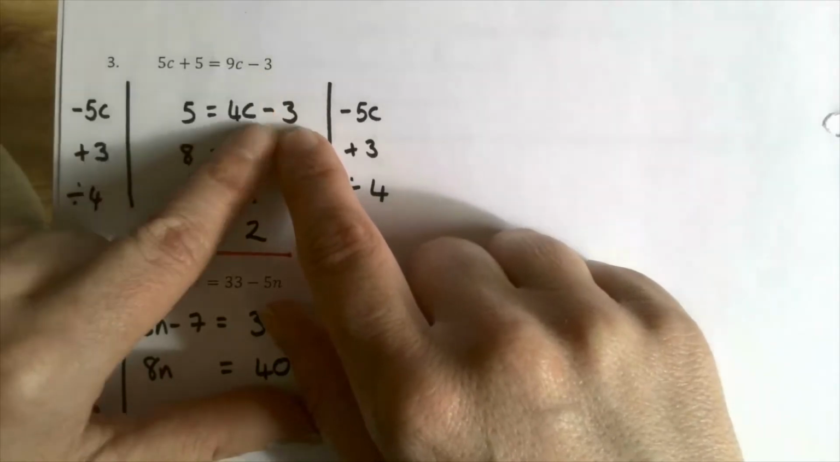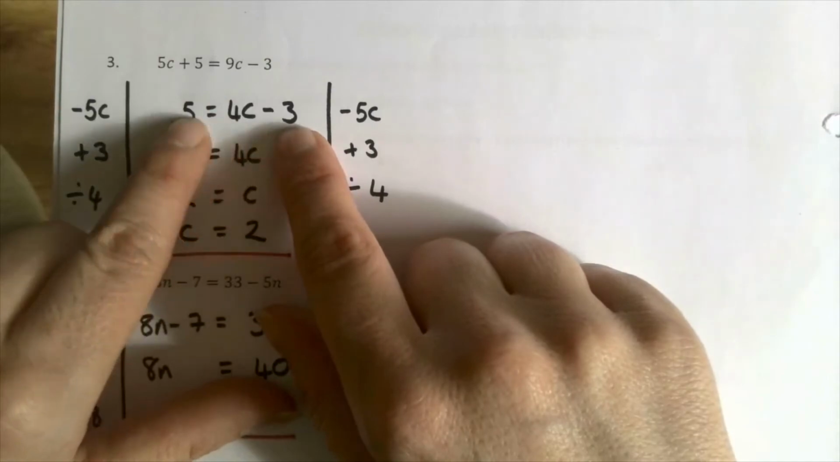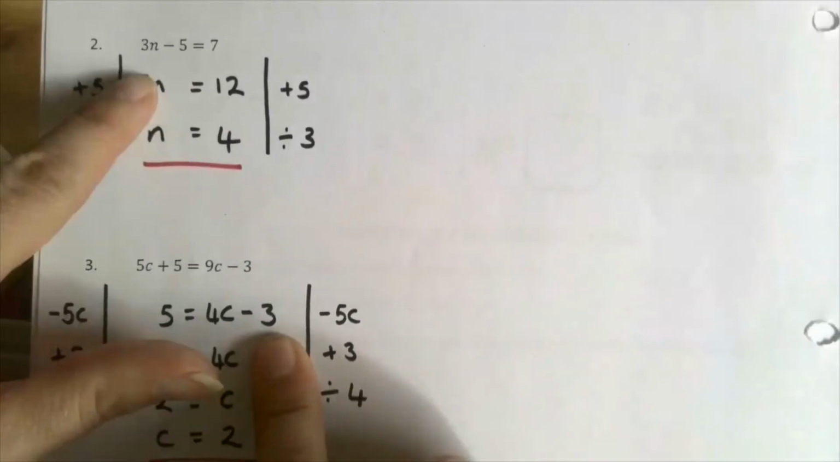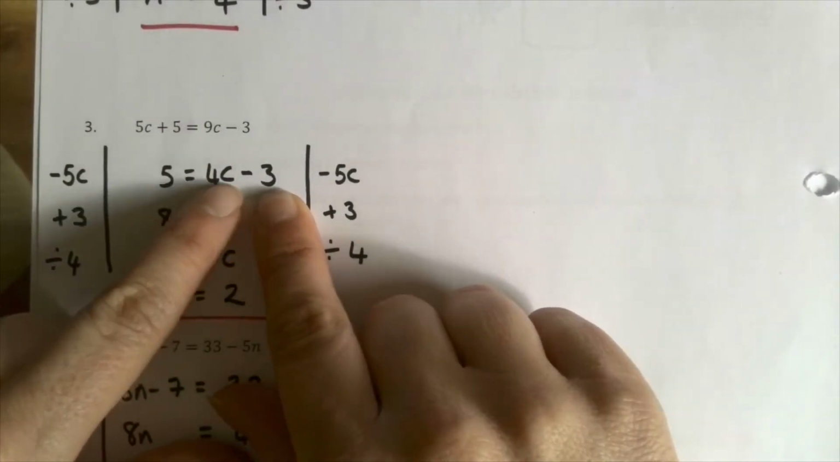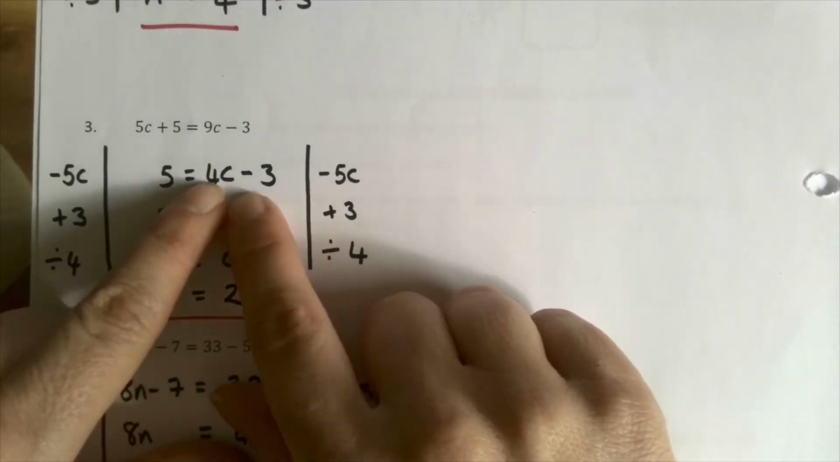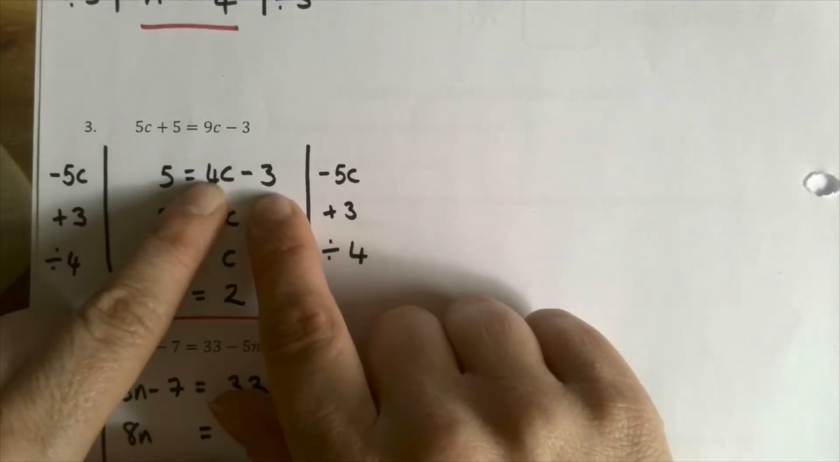Okay, so it just stays there as a minus 3. And now this stage is where we were starting at up here. So we're back to what we were doing there in examples 1 and 2. So c is getting multiplied by 4 and then 3 is getting taken away. So that means we have to do the opposite of both those things.